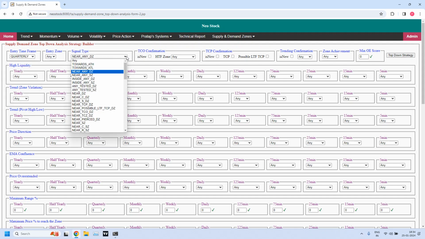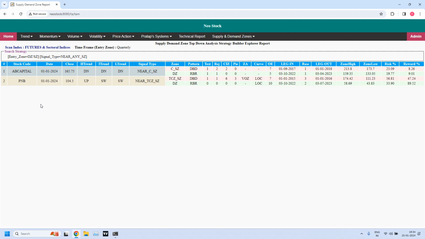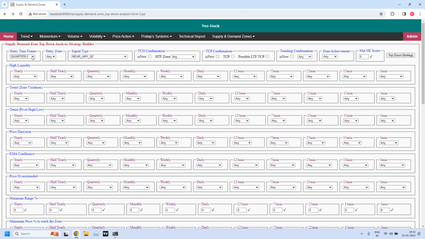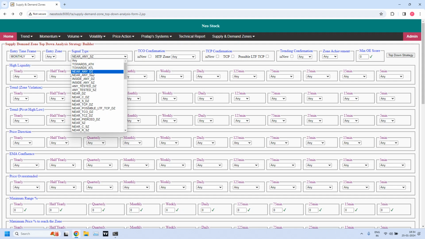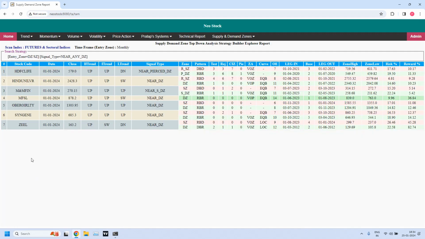So let me go back. Quarterly time frame. Let us find the stocks near the quarterly supply zone. So here also there are two stocks near the quarterly supply zone. So let me go back. Let me change the time frame to monthly. Let us find the stocks near the monthly demand zone. So 7 stocks are near the monthly demand zone.